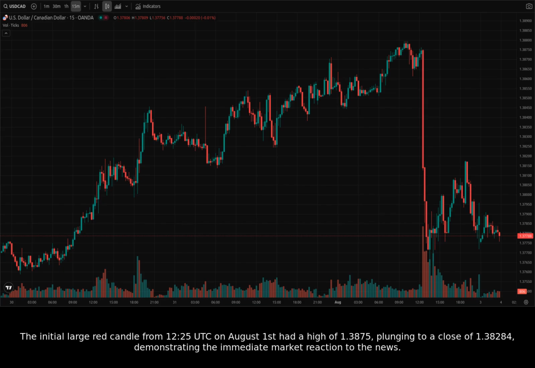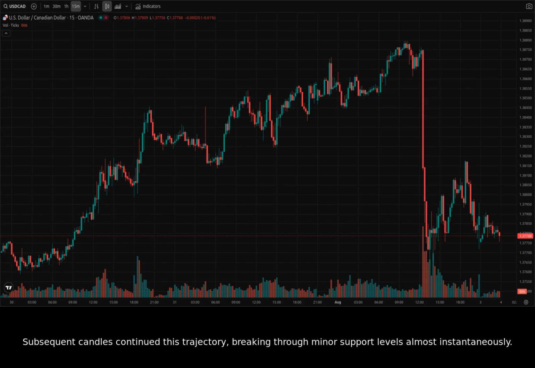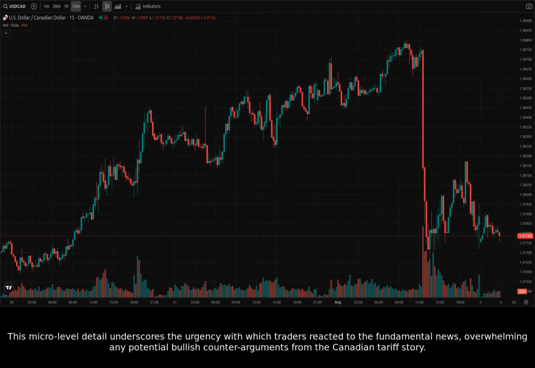The initial large red candle from 12:25 Universal Time Coordinated on August 1st had a high of 1.3875, plunging to a close of 1.38284, demonstrating the immediate market reaction to the news. Subsequent candles continued this trajectory, breaking through minor support levels almost instantaneously. The volume during this sharp descent also increased, reinforcing the conviction behind the selling pressure. This micro-level detail underscores the urgency with which traders reacted to the fundamental news, overwhelming any potential bullish counterarguments from the Canadian tariff story.